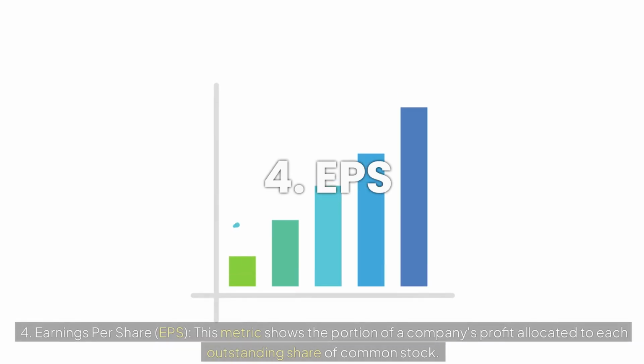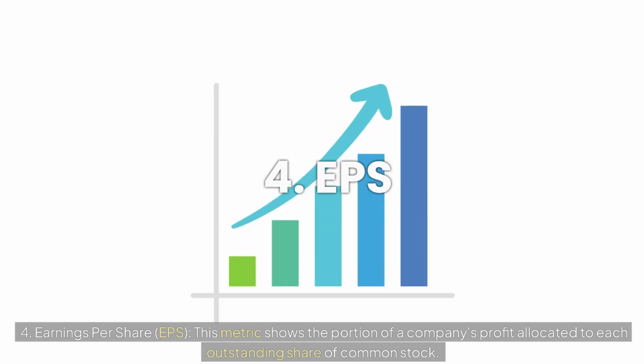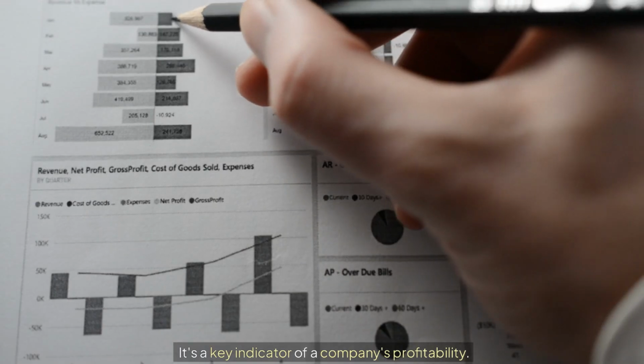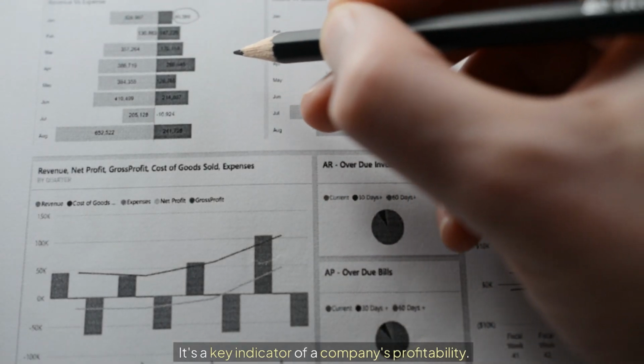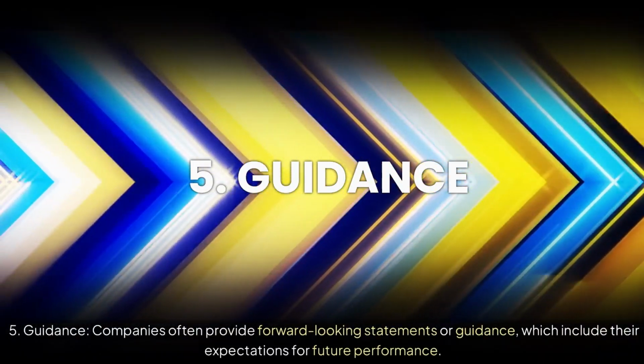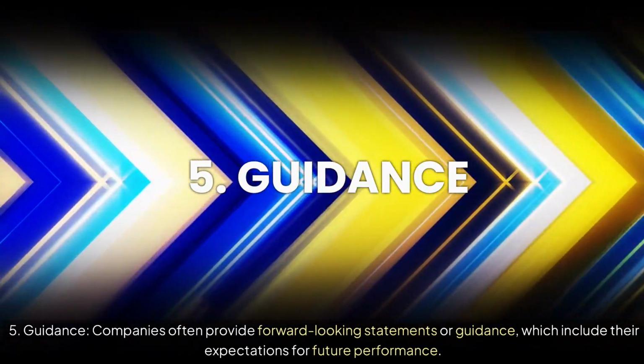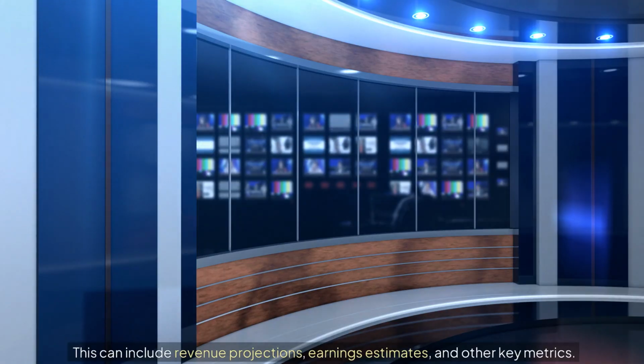4. Earnings per share, EPS. This metric shows the portion of a company's profit allocated to each outstanding share of common stock. It's a key indicator of a company's profitability. 5. Guidance. Companies often provide forward-looking statements or guidance, which include their expectations for future performance. This can include revenue projections, earnings estimates, and other key metrics.